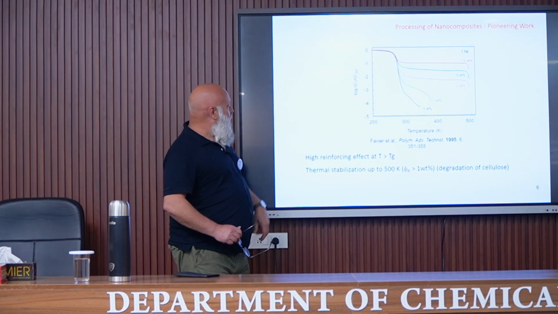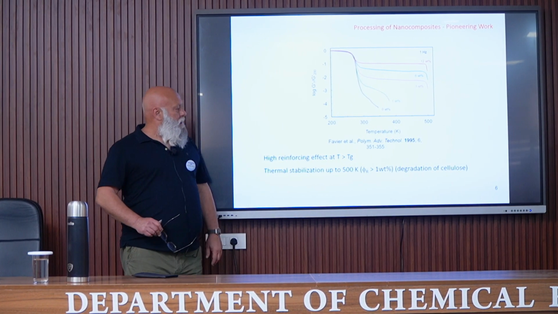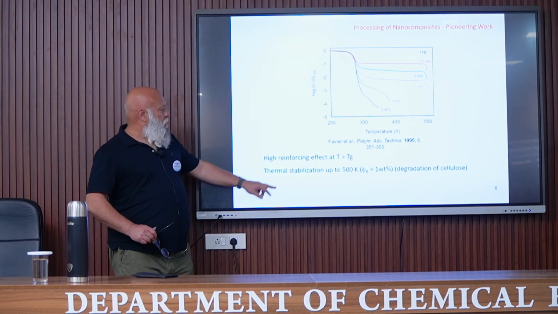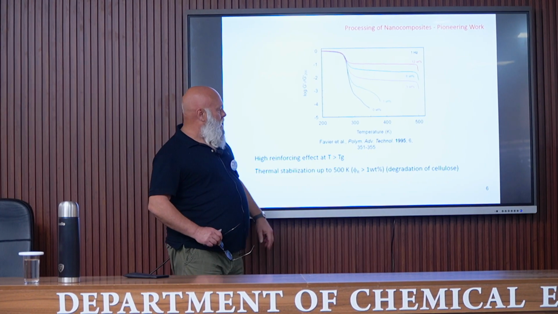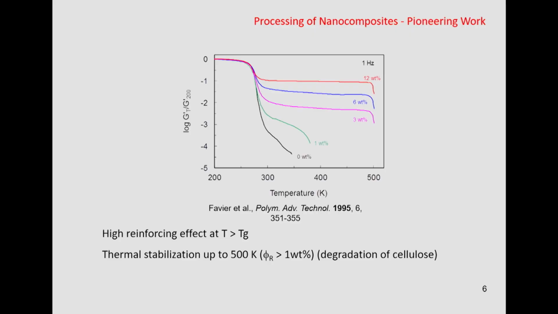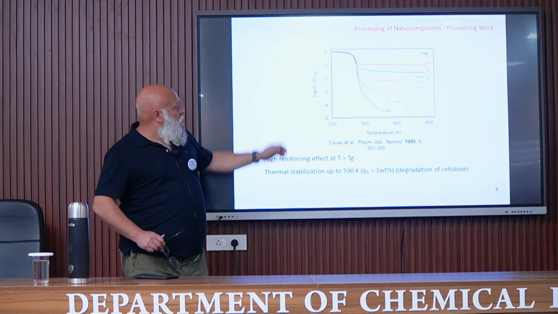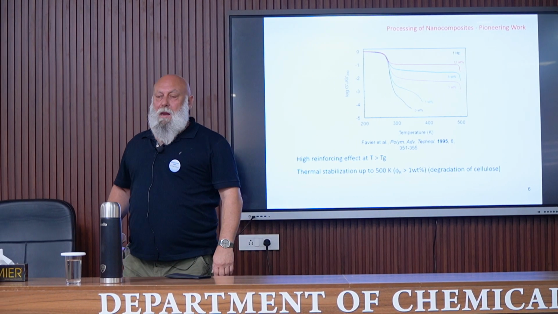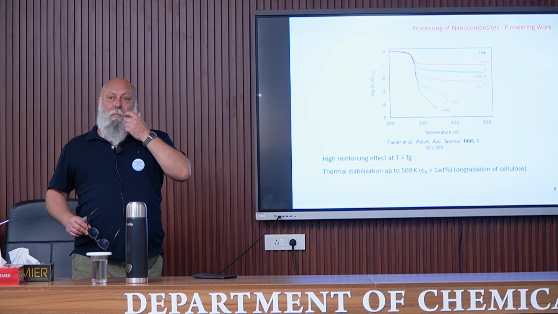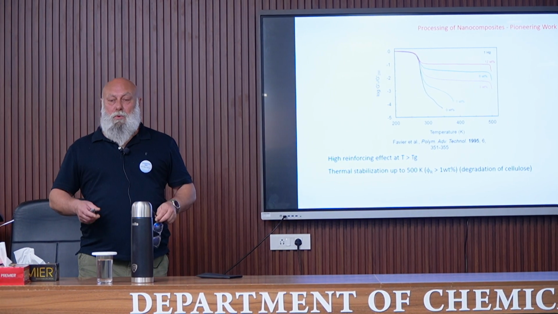The second effect is the thermal stabilization of the composite up to about 500 Kelvin, above 1% of cellulose nanocrystals. We have this stabilization. There is no more flow. And so this is up to about 500 Kelvin, which corresponds to the temperature at which cellulose starts to degrade.